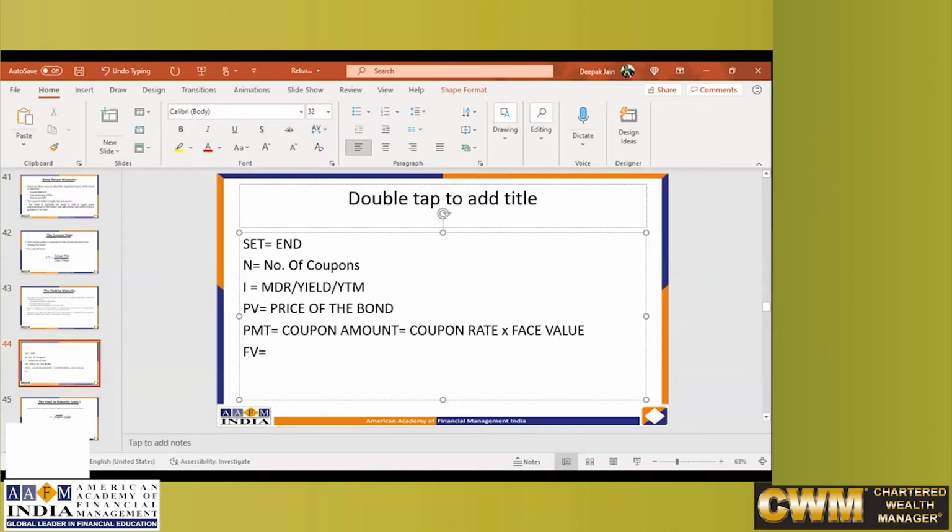FV is equal to face value, that is the maturity value of the bond generally, or the amount on which the coupon is paid. P/Y is equal to number of coupon payments in 1 year, and C/Y is equal to number of compounding in 1 year.